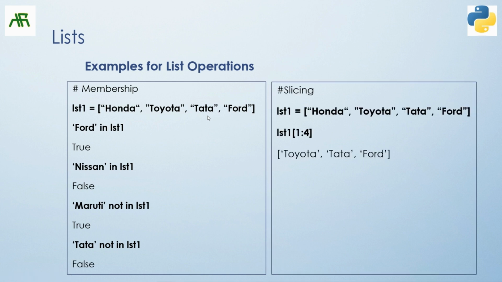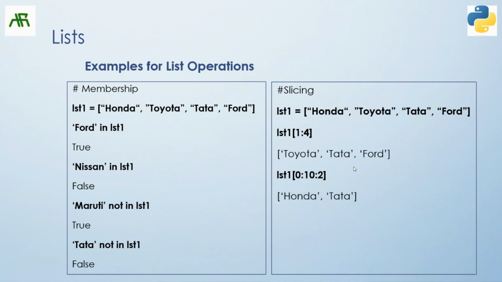And an example for slicing. I have 4 different elements in this list, and I want to fetch elements of index 1 through 4. Remember A to B, where I'm going to get elements of index A to B minus 1, which is 1 to 3. So 1, 2, and 3.